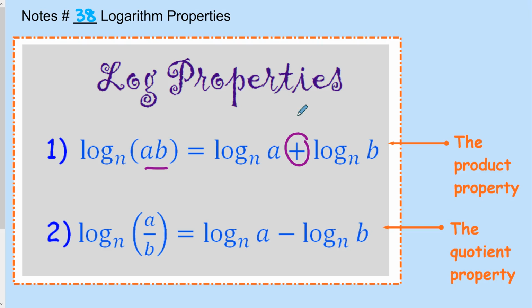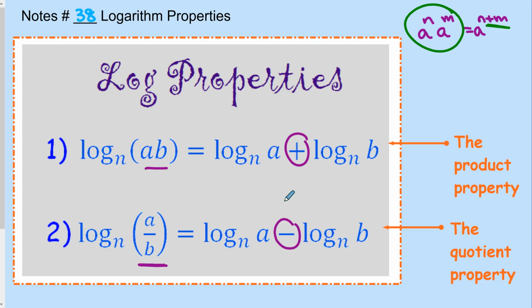So that one is derived from an exponent property where you have a to the n times a to the m equals a to the n plus m. So you have a product of things, but you end up with a sum involved. So that's just kind of a preview of the proof. The second property is called the quotient property. So we have log base n of a over b, there's our quotient, and that's equivalent to log base n of a, the numerator, minus log base n of b, the denominator.